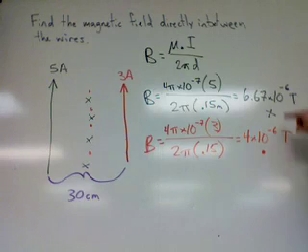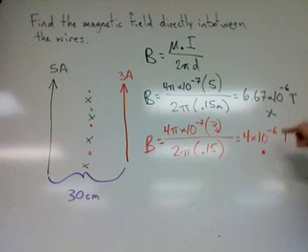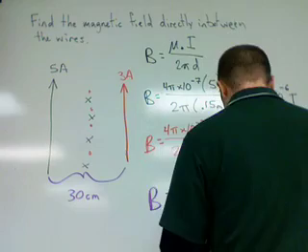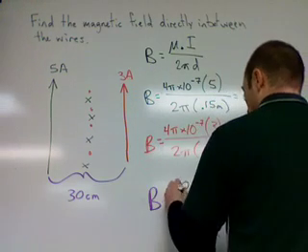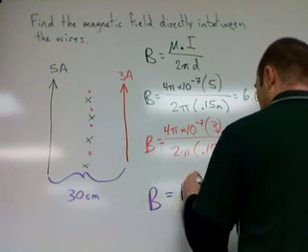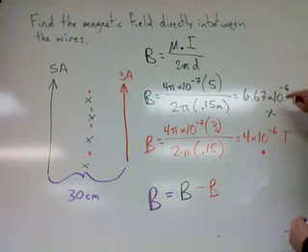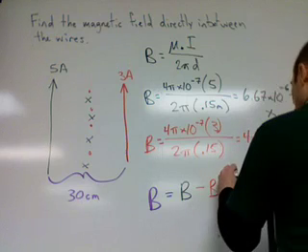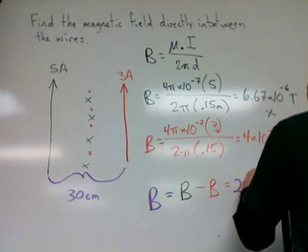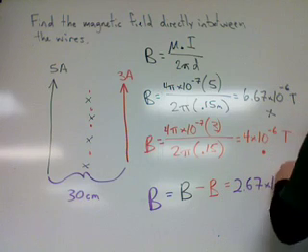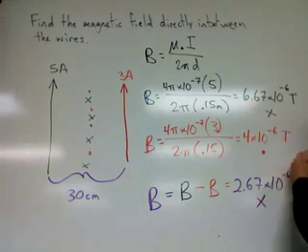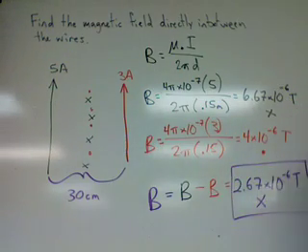Now I have to figure out my net magnetic field because they're going opposite directions. I'm going to take the bigger one minus the smaller one. So my magnetic field is going to be equal to that magnetic field minus that magnetic field, this one minus that. If I do the math there, I get 2.67 times 10 to the minus 6 Teslas, and because this one is bigger, the direction is into the board. So we are done.